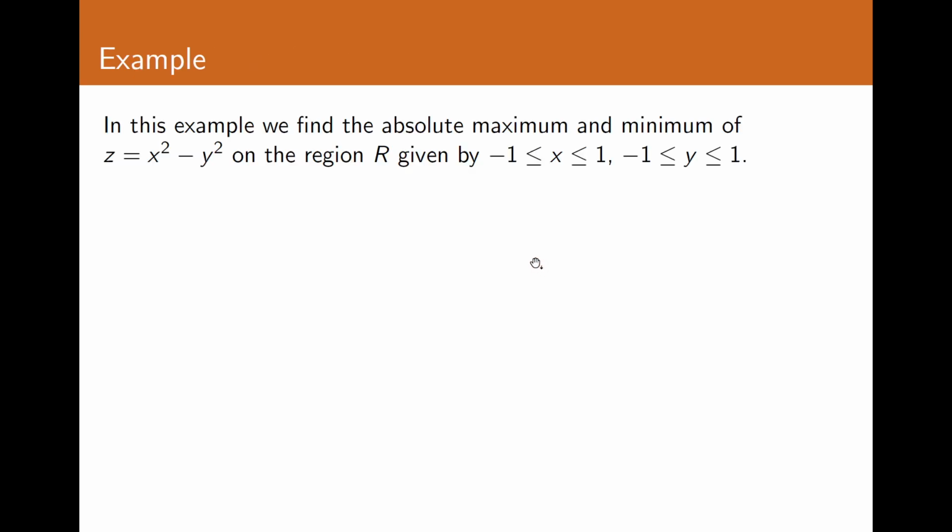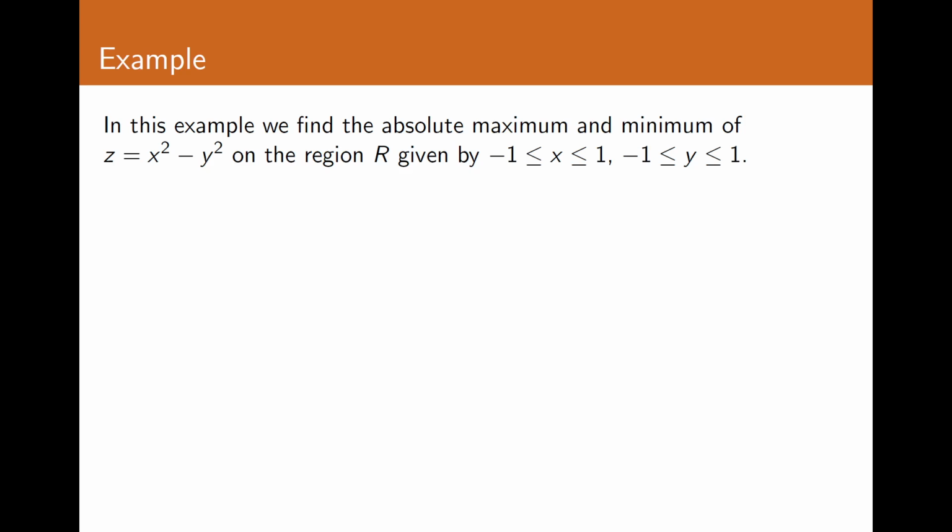Okay, so let's work through an example now to see how this is different than what we did in functions of a single variable. So we're going to look at the absolute maximum and absolute minimum of z equals x squared minus y squared. So remember, this was our graph earlier that looked like a saddle. And we're going to look at this on the region given by x between minus 1 and 1 and y between minus 1 and 1.